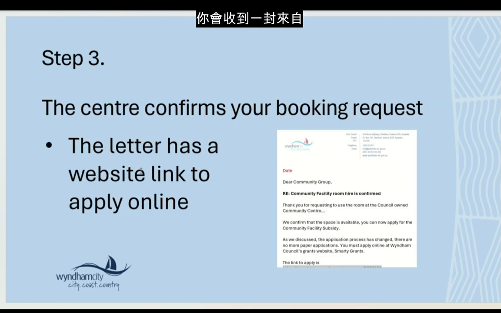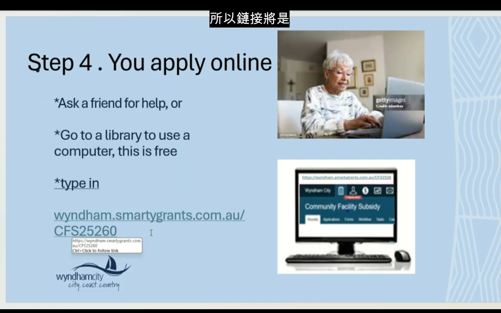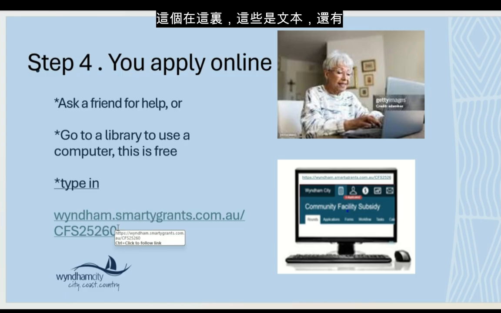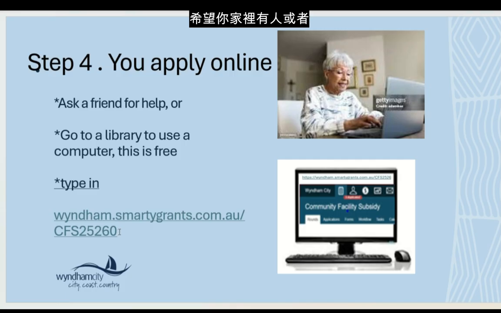You're going to get a letter from the centre that confirms the booking time that you want. And the letter will have a link to a website where you're going to apply online. So the link is going to be this one here. These are the text, and you're going to type this into a computer. Now, if you don't have your own computer, hopefully someone in your family or a friend might have one, or you can go to a library to use one. It's free to use a library.